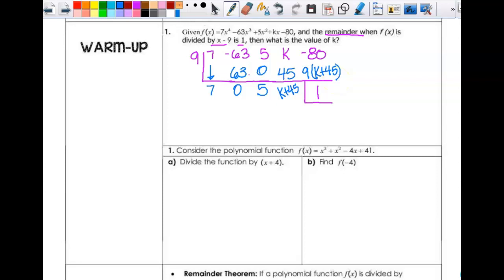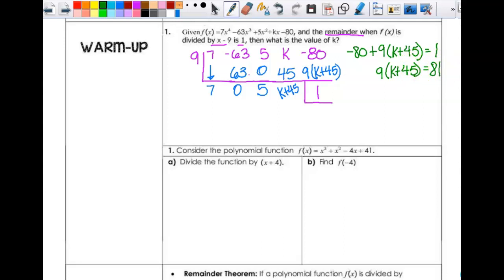My goal here is to find k. Do you see an easy little equation you can set up? Because I'm supposed to add these two to get that 1, right? So I have negative 80 plus 9 times k plus 45 equals 1. Then I just got to solve that equation. I don't have to distribute that 9. I can, but I don't have to, so I'm not going to. I'm going to start by adding 80 to both sides, so I get 9 times k plus 45 equal to 81.